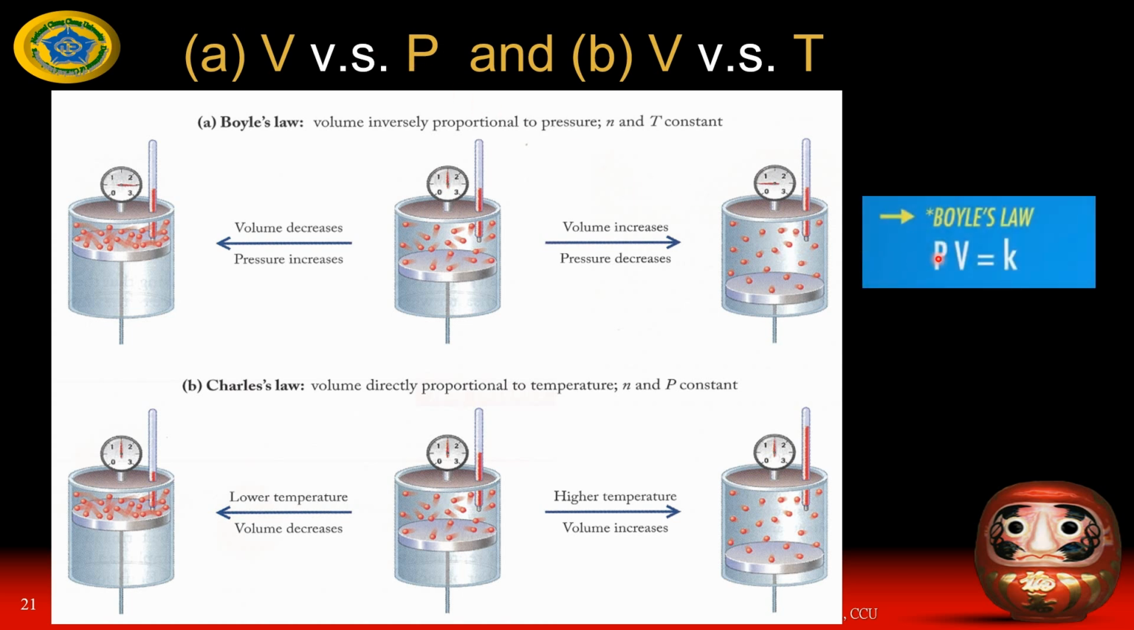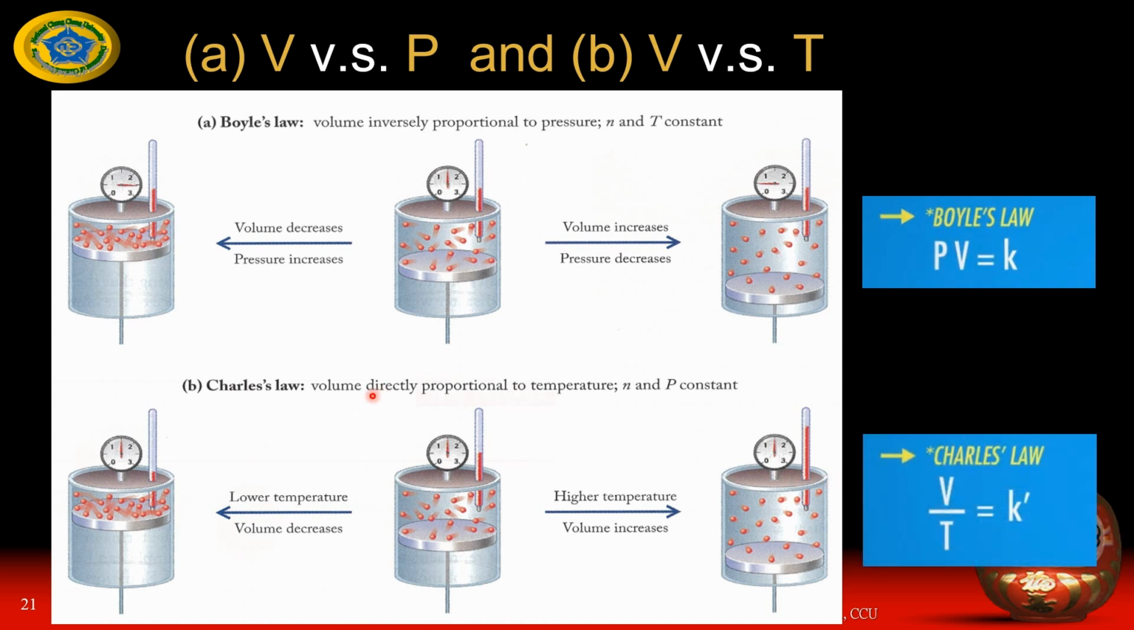That means the volume is inversely proportional to pressure. If volume increases, the pressure will decrease, because volume times pressure equals a constant. This is called Boyle's law, right? You learned this in high school. Okay, Charles's law, what's Charles's law? Charles's law is that the volume is directly proportional to the temperature. That means if volume increases, temperature increases, because volume divided by temperature equals a constant. Let's say this is K prime. This is called Charles's law.